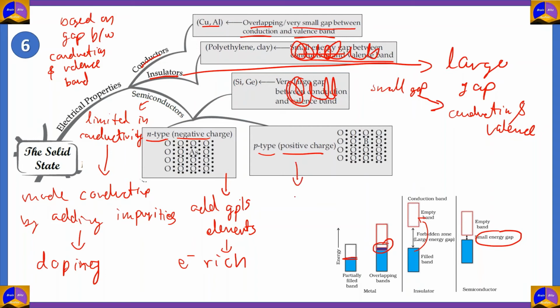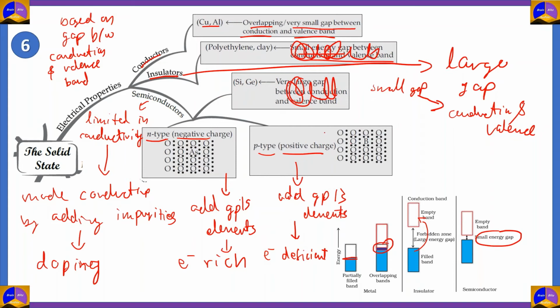When it comes to P-type, you add group 13 elements as the impurity. When you add those, there is a deficiency in the number of electrons, so therefore there is an overall positive charge. Astatine is normally used for N-type semiconductors, while boron is used for P-type semiconductors.